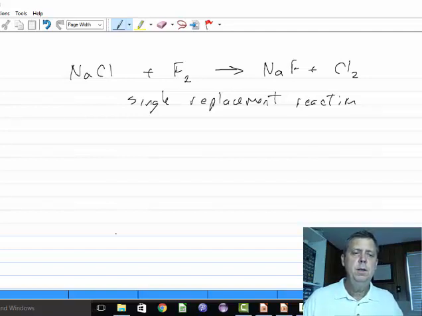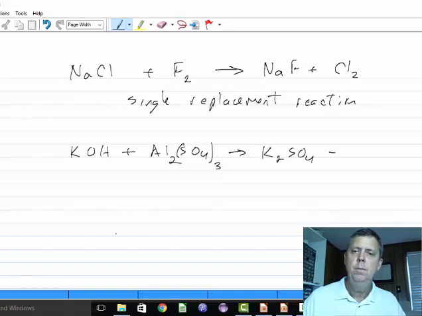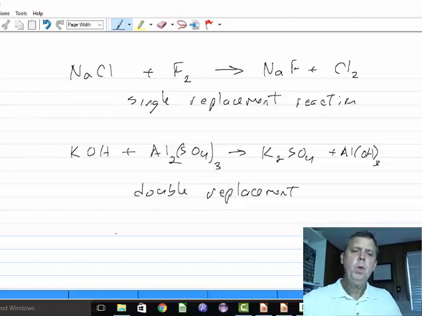Though if we had something like potassium hydroxide plus, say, aluminum sulfate, this would be a 2 and a 3. This will produce K2SO4 plus aluminum hydroxide. Of course, this is, as I said, double replacement. So we can use these reactions to predict products in many cases.